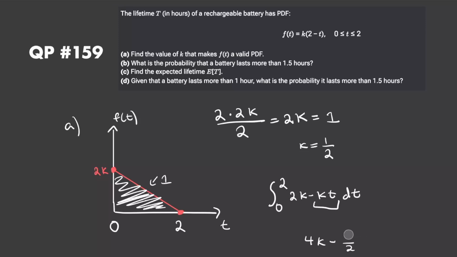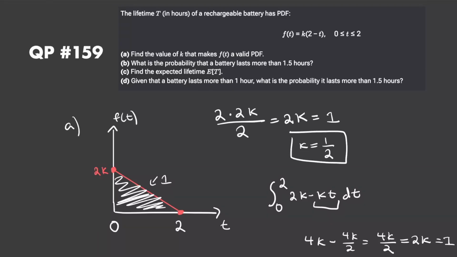So we just have basically 4k minus 4k on 2, which is just equal to 4k on 2, which again is just equal to 2k. When you enforce that that has to be equal to 1 in order for it to be a valid PDF, again, you get the fact that k is equal to 1/2. So that's the final answer for part A, k equals 1/2.